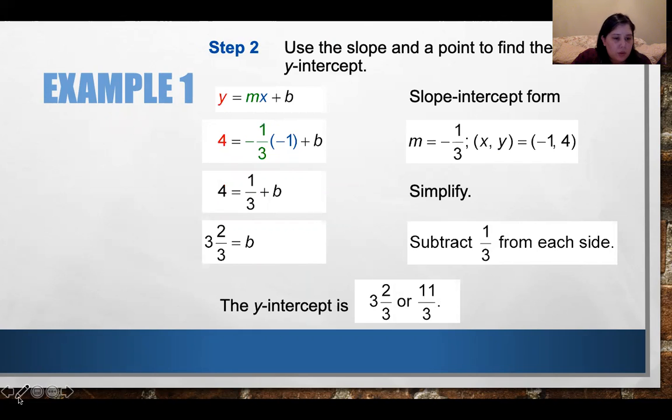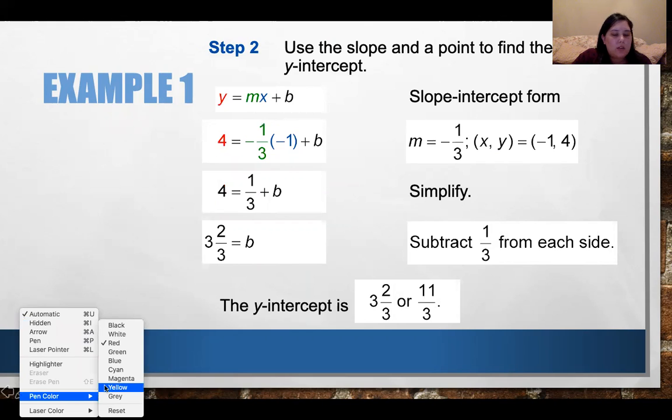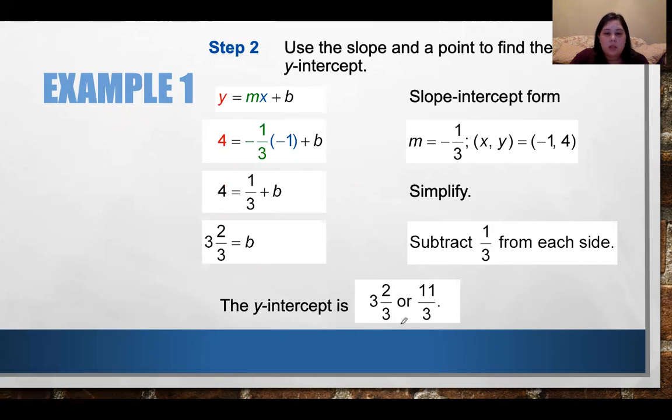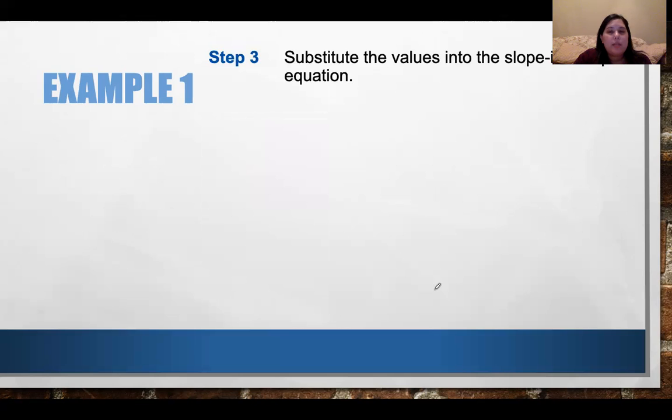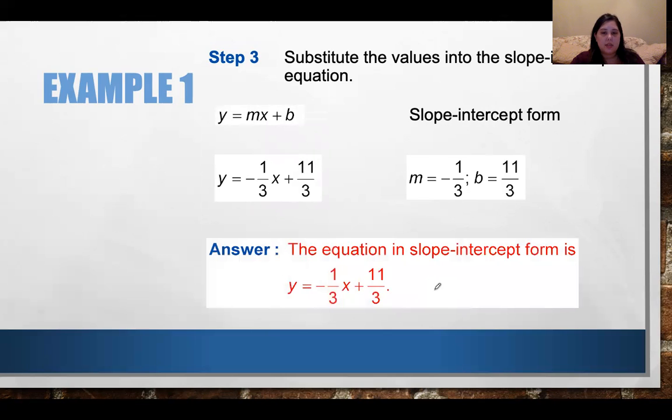They get 11/3 because we take our mixed number and transform it into an improper fraction, which is completely fine to do. So they did 3 times 3, which is 9, plus 2 is 11, so 11/3. We then substitute our values into the slope-intercept equation. So we know m is -1/3 and b is 11/3. So we substitute those values in and get y equals -1/3 x plus 11/3.